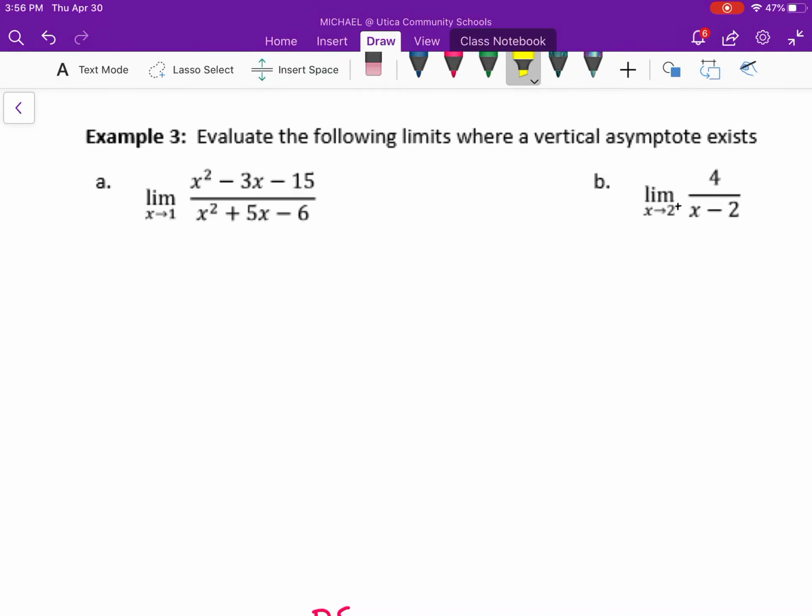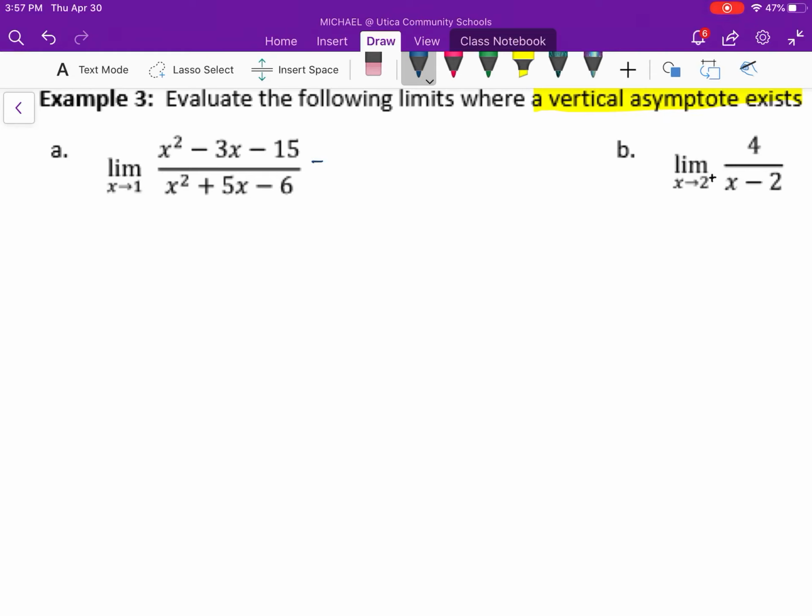In example 3, we're going to be looking at examples where we have a vertical asymptote. In this case, I'm going to go ahead and, as usual, try direct substitution. I get 1 minus 3 minus 15 divided by 1 plus 5 minus 6, which is negative 17 divided by 0. Again, not a number. This is another case of indeterminate.